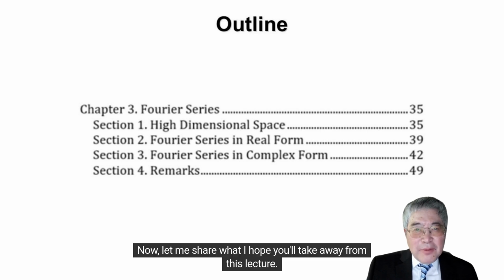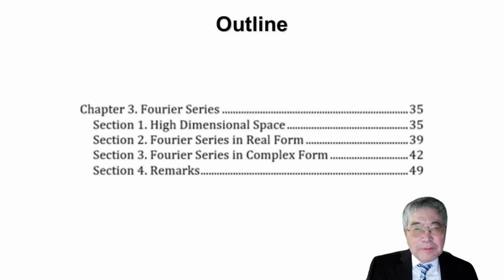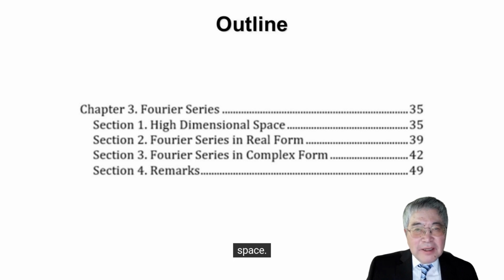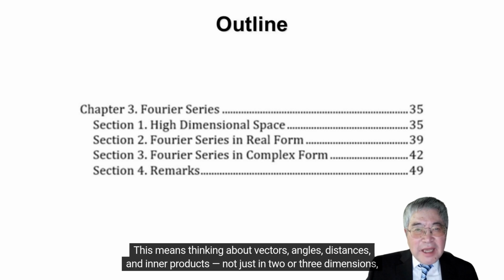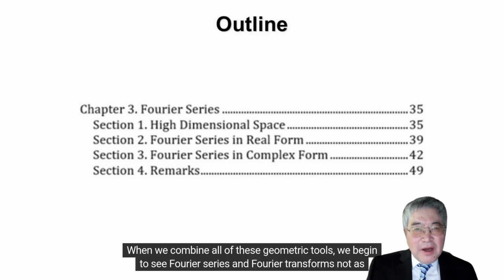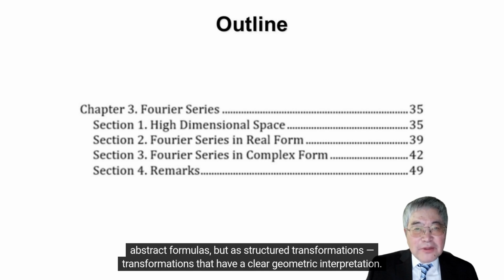Now let me share what I hope you'll take away from this lecture. We're going to approach the Fourier series from a geometric perspective, starting with the idea of high-dimensional space. This means thinking about vectors, angles, distances, and inner products, not just in 2 or 3 dimensions, but in spaces with many dimensions. When we combine all of these geometric tools, we begin to see Fourier series and Fourier transforms not as abstract formulas, but as structured transformations that have a clear geometric interpretation.